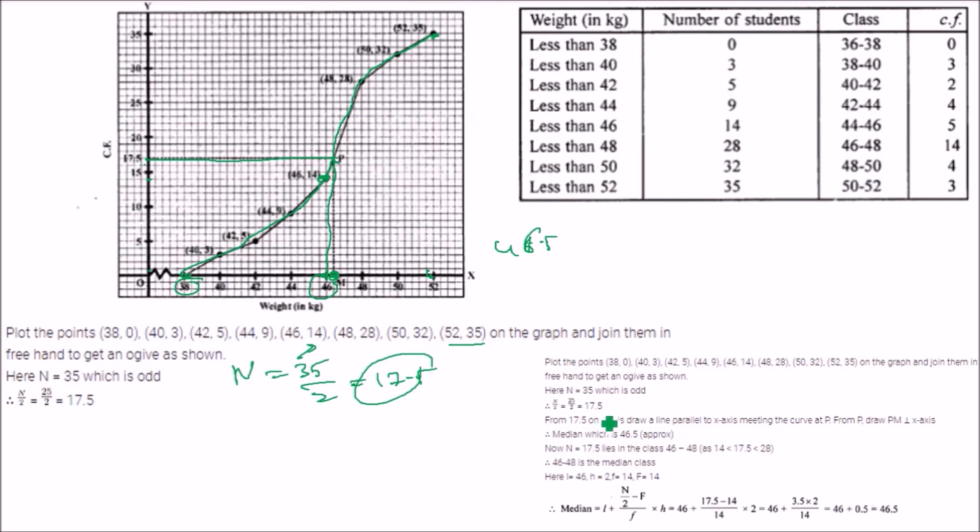Now let us take the formula. See here, 17.5 lies between these two, so this will be our class. L will be 46, f will be the frequency, that is 14. h is 2, the class width. Capital F is the cumulative frequency of the previous class, so it will be 5.